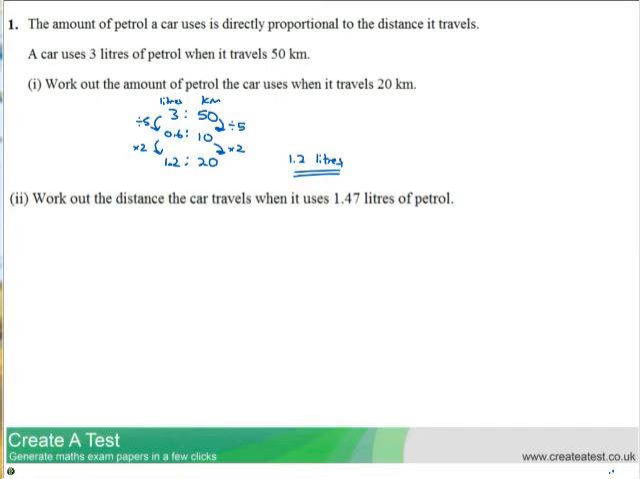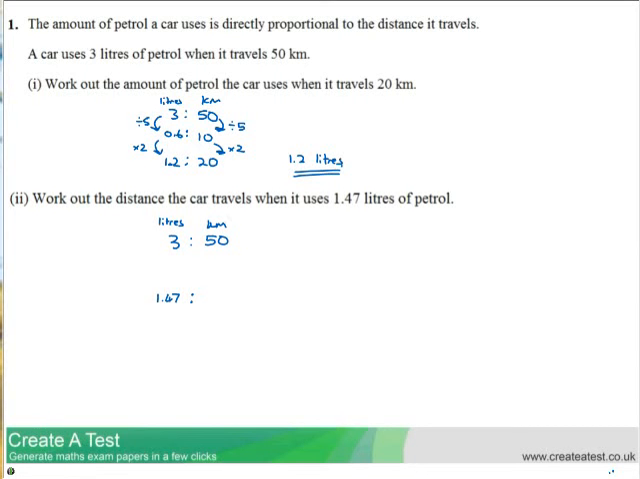Right, we're going to do exactly the same for part 2 then. This time though, we've got the number of litres and want to see how far we can travel. So if we start off with a ratio of 3 to 50 again, this is litres, and this is kilometres. Now, we're eventually trying to get to 1.47 litres, so we're dealing with the opposite side of the ratio this time.